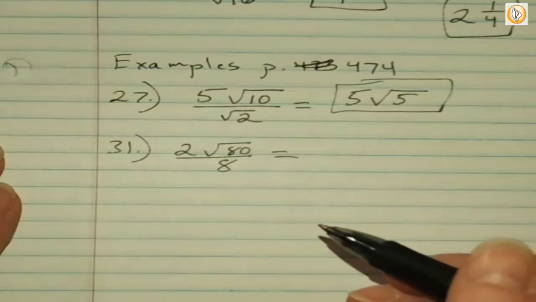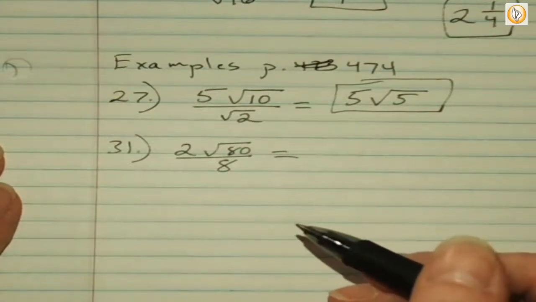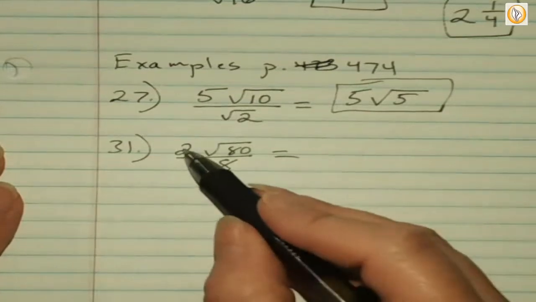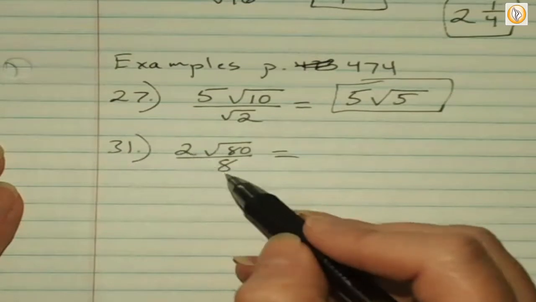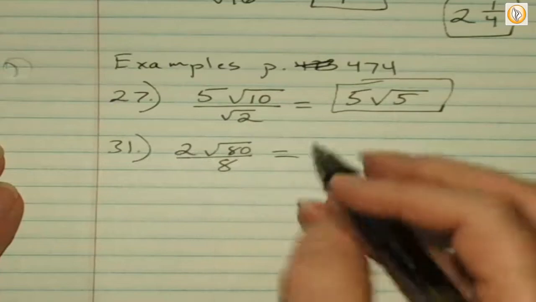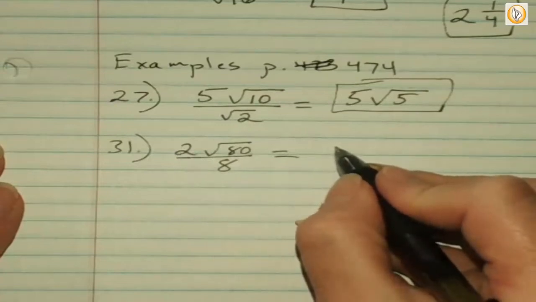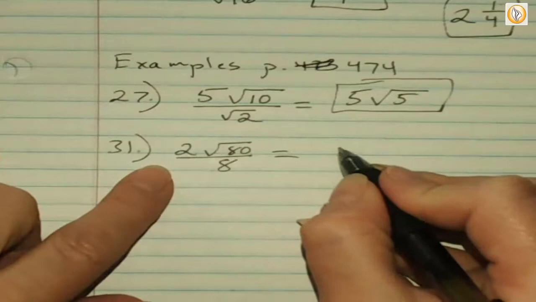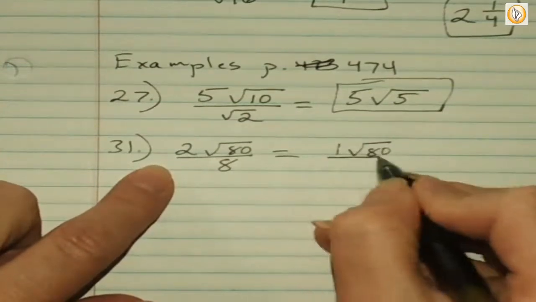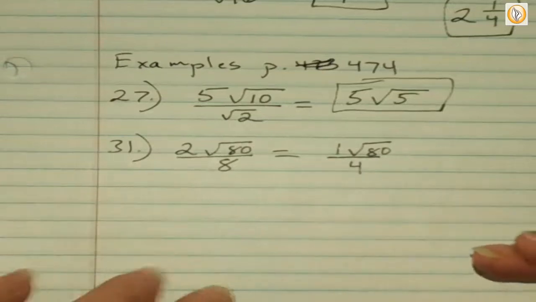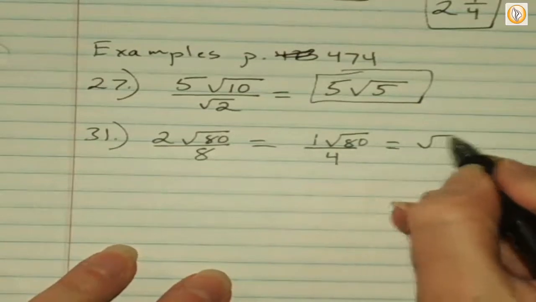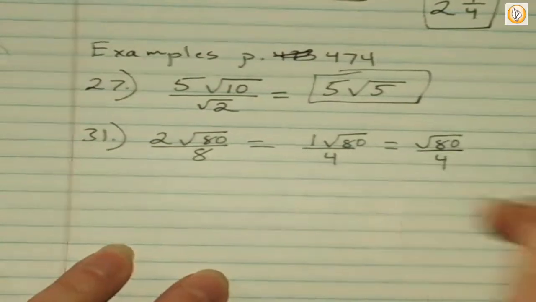This is not good. I think I know. Do you not know? I don't know. I'm sorry. All right, Joseph. Maybe you have to divide 8 by 2. Well, you're not really dividing it, but you're reducing it. Do you see the 2 and the 8? Yes. So what would that be? 1 times square root of 80 over 4. Now, do we even have to have that 1 there? No. So it'd be square root of 80 over 4.